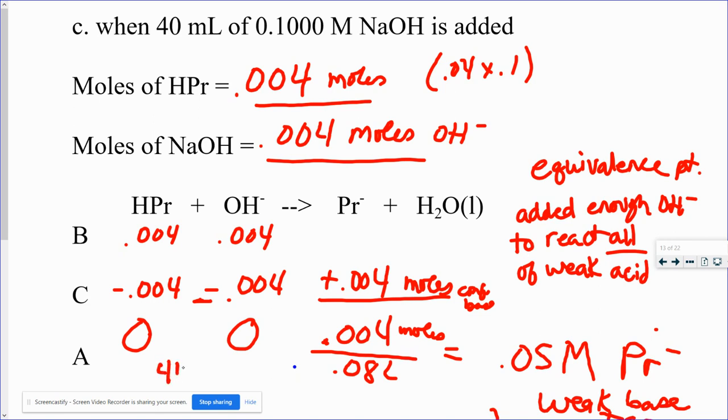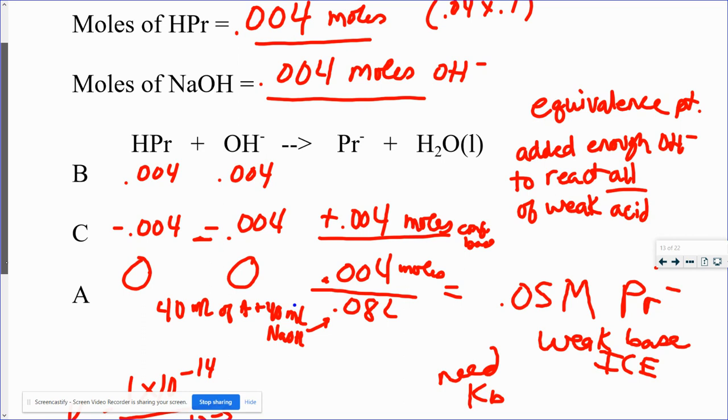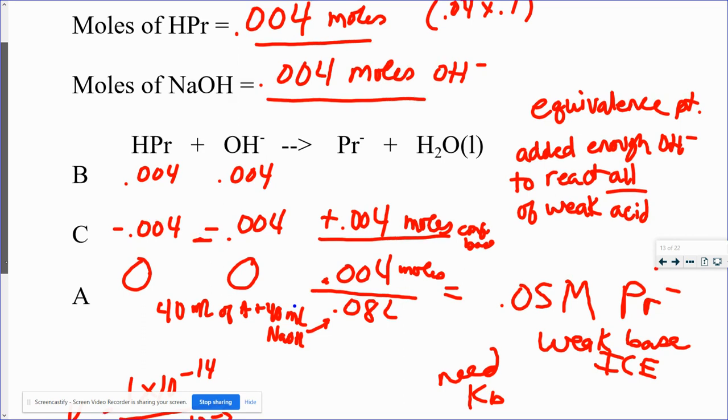So we had 40 milliliters of acid, and we added 40 milliliters of NaOH. So we get a total volume of 80 milliliters or 0.08 liters. So dividing the moles by the liters, we get the molarity of our weak base. We have to use that to find the pH still. So we did all the stoichiometry part, figured out how much weak base we have. We still haven't found pH.